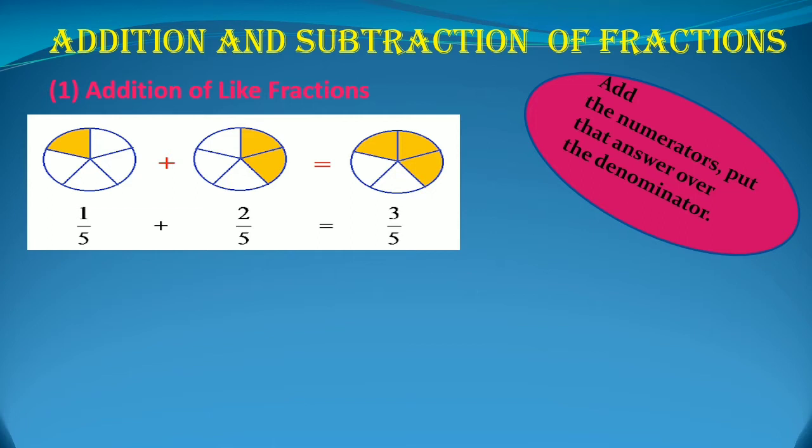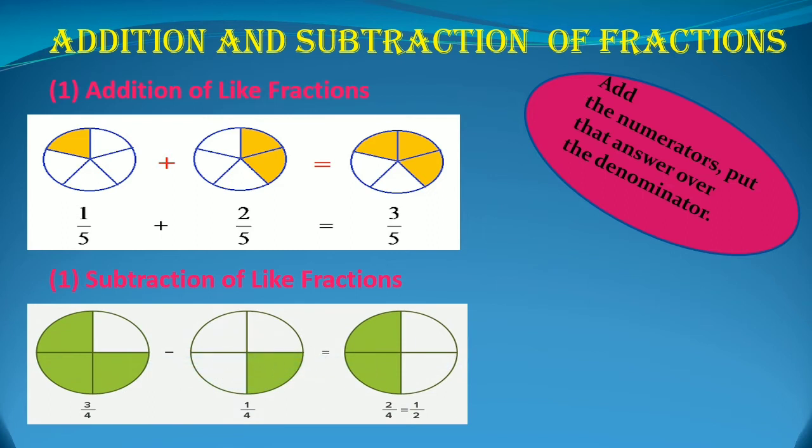So add the numerators, put the answer over the denominator. So 1 plus 2 is equal to 3. So the answer will be 3 upon 5. Now subtraction of like fractions.